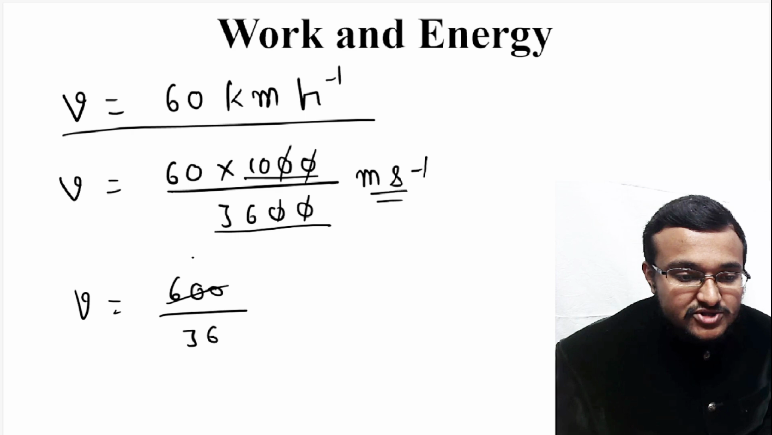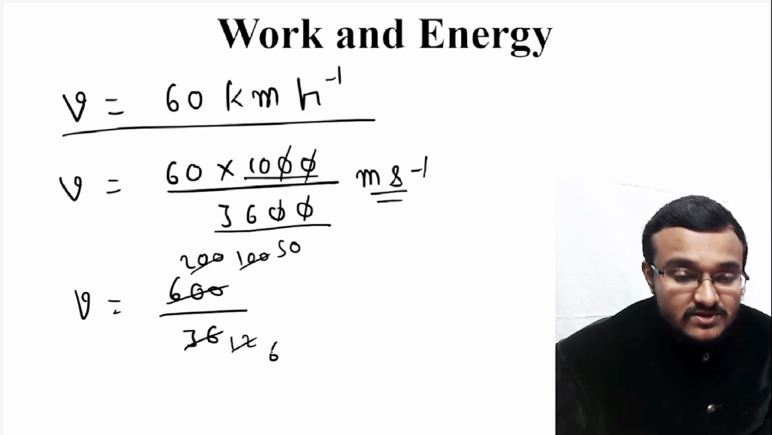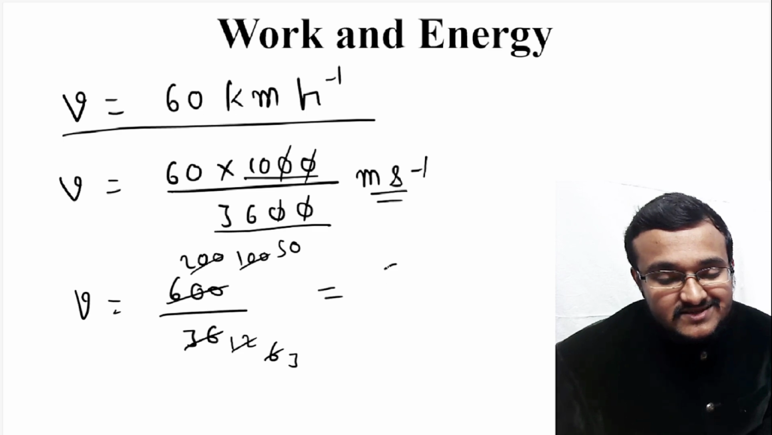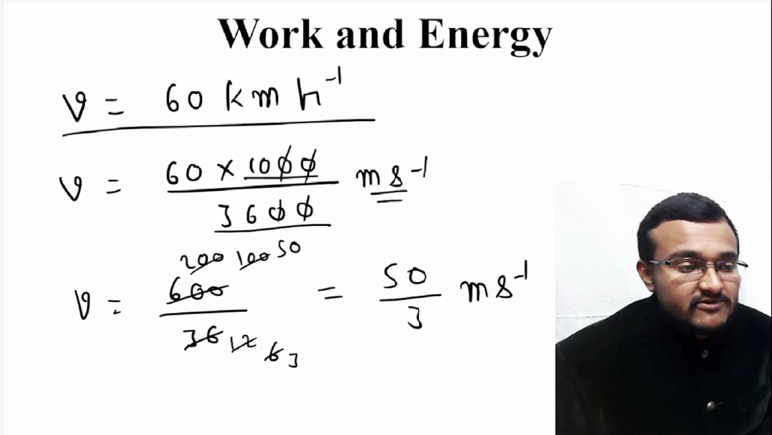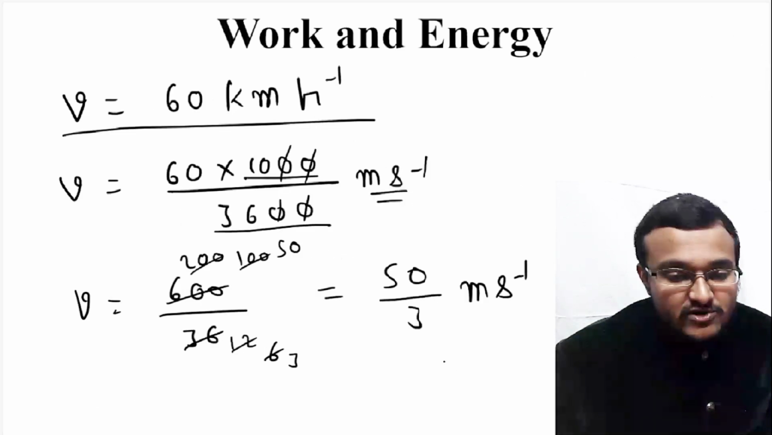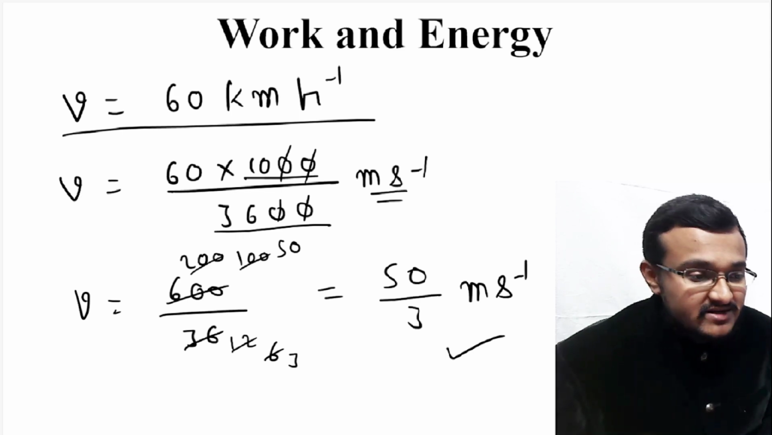Here also this can go with 3. So 3 twos are 6. 200 will be remaining. 3 ones are 3. 3 twos are 12. So similarly this can go with 2. So 100 will be remaining. In the denominator 6 will be there. This can go with 2. So 2 50s are 100. Here 2 3s are 6. So this is equal to 50 by 3 meter per second. So now you have got initial speed as 25 by 3 meter per second, and final speed as 50 by 3 meter per second.